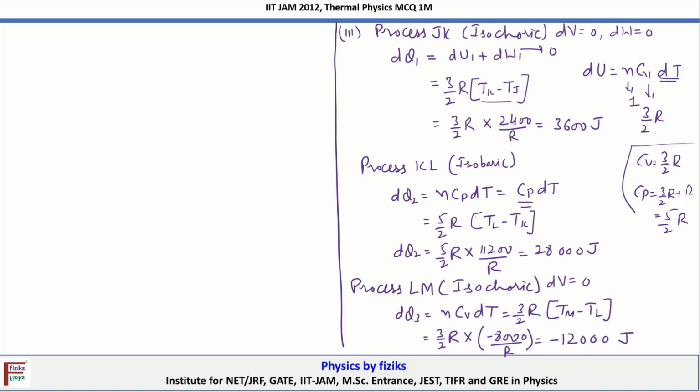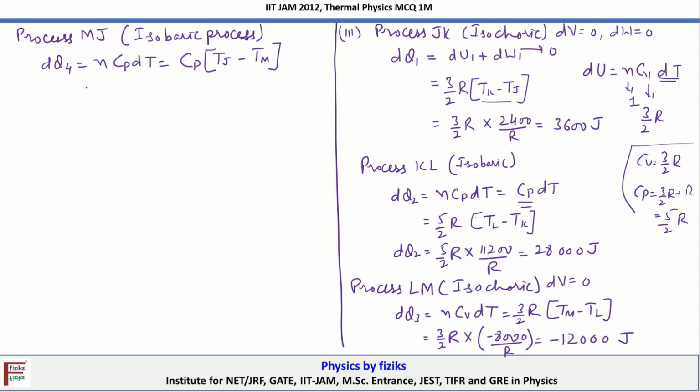Now similarly in the last step, which is process MJ, this is again an isobaric process. So the corresponding heat change, if I am calling that dQ4, will be NCp dT, where N is 1 and dT is the temperature at point J minus the temperature at point M. Cp is 5 by 2 R, multiplied by Tj minus Tm.